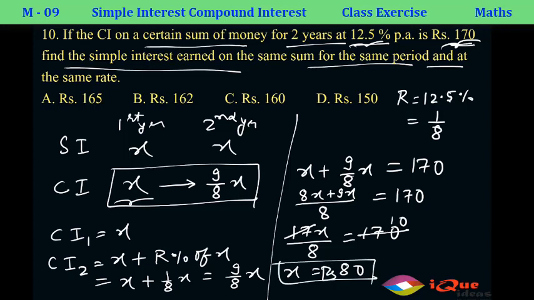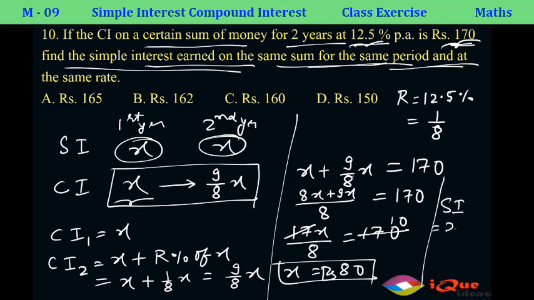Now go back, x is the simple interest of the first year. So it has to be the second year simple interest also. So the simple interest earned on the same sum for the same period will be equal to 2 into 80, which is rupees 160. So this was one very beautiful question. I am sure that some of you can do this calculation mentally also. So in any case, the answer is option C, that is 160 rupees. Alright. Now let's go to the next question.